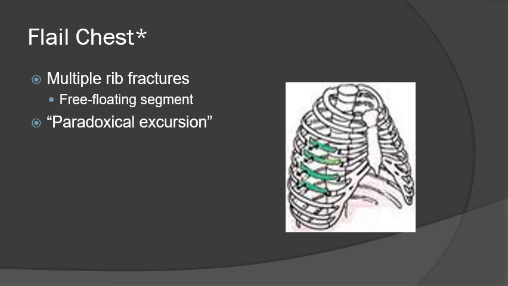You can see in the picture here what happens. Here's your flail chest section. As the individual breathes in and the other ribs expand, these would actually sink. And then the opposite would happen when they breathe out. These ribs would pop out as the rest of the ribs contract.